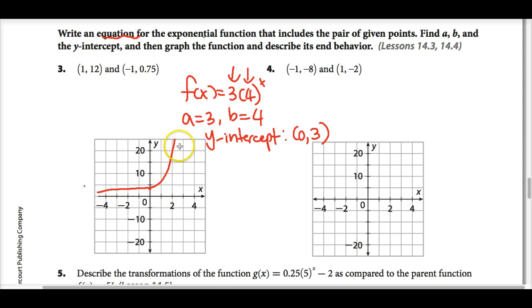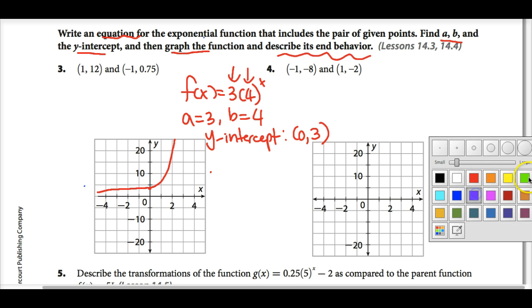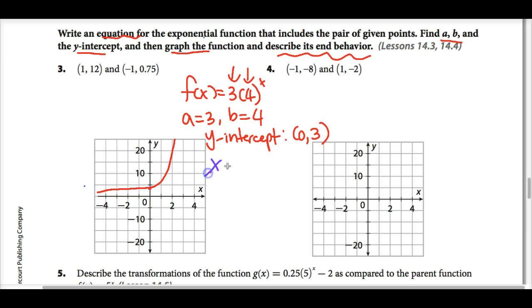And then once you put in the graph, because we did that, find a, b, the y-intercept, and then we graphed it. Now we got to describe the end behavior. So what did I say? You always start off with, because there's 2 situations to describe the end behavior: when x goes to infinity, then y goes to what? And when x goes to negative infinity, then y goes to what? Okay, so remember we talked about this. X going to infinity means you're just going to the right. The graph keeps going to the right.